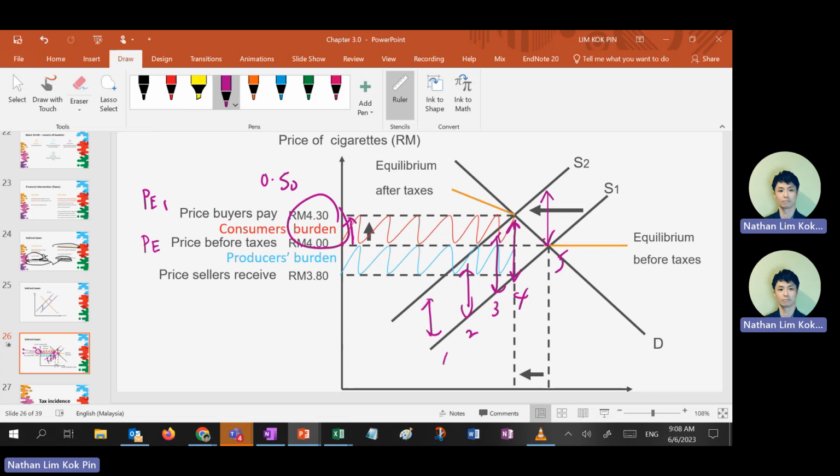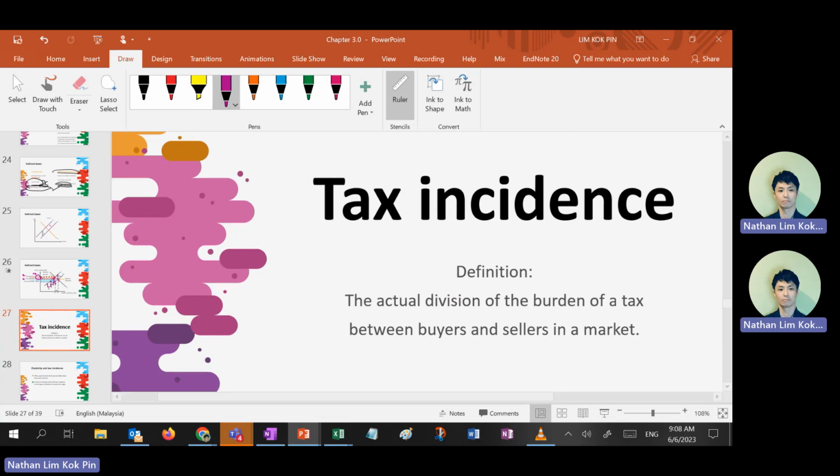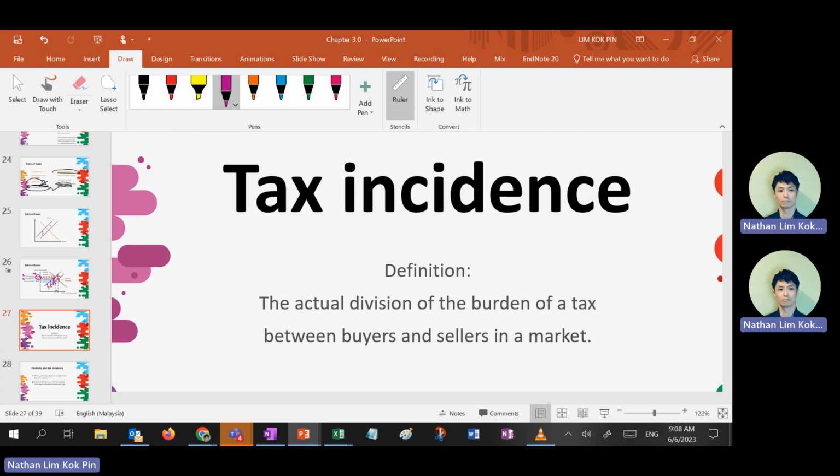Yes, the producer needs to cover tax. Producer needs to cover tax, right? Because producers are worried that if they don't cover part of the tax, no one is going to buy from them. So for most products, the producer will absorb part of the tax. This is known as the incidence of tax. Incidence of tax is defined as the actual division of the burden of the tax between the buyers and the sellers in the market, right? This is incidence of tax, or tax incidence.